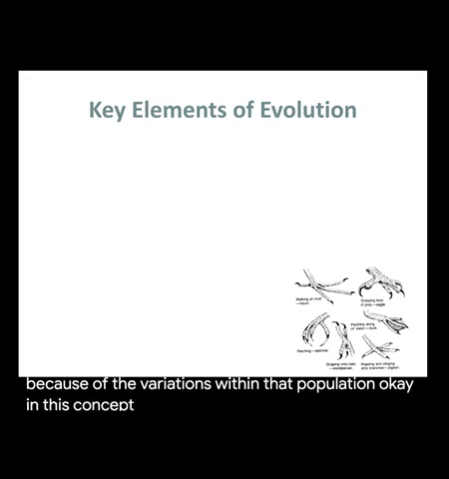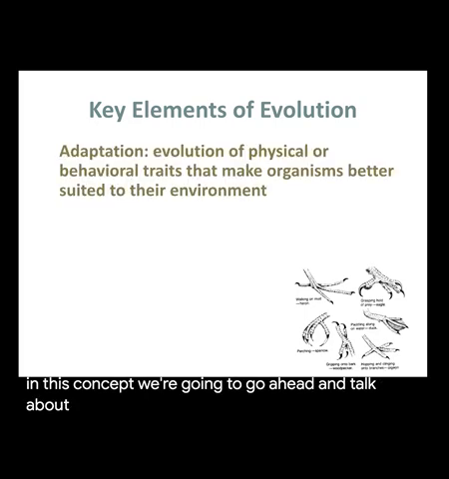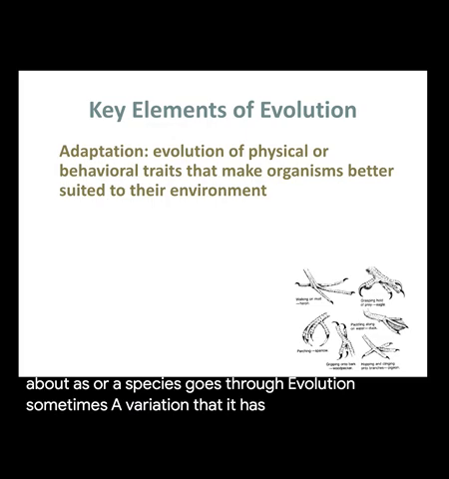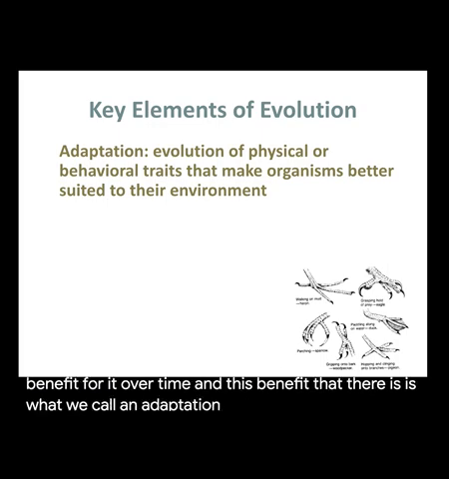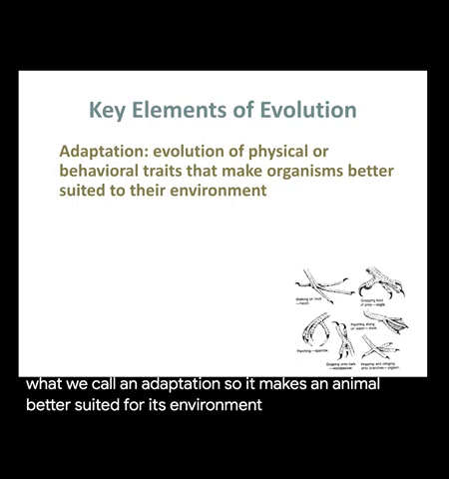In this concept, we're going to talk about how, as an organism or a species goes through evolution, sometimes a variation that it has will become a benefit for it over time. And this benefit is what we call an adaptation. So it makes an animal better suited for its environment.